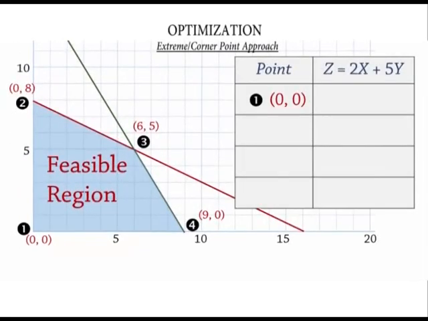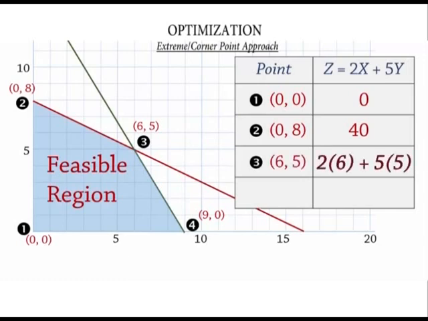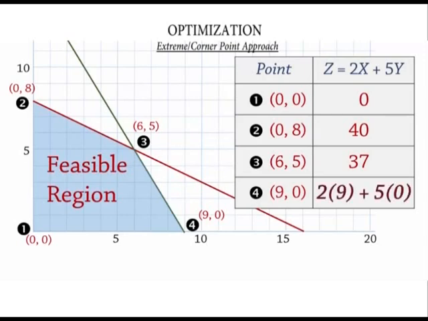At point 1, we have 0, 0, and if we substitute in the objective function, it gives us 2 times 0 plus 5 times 0, which is equal to 0. At point 2, we have 0, 8, and so the objective function value will be equal to 2 times 0 plus 5 times 8, giving us 40. At point 3, 6, 5, z will be equal to 2 times 6 plus 5 times 5, giving us 37. And at point 4, 9, 0, z will be equal to 2 times 9 plus 5 times 0, giving us 18.